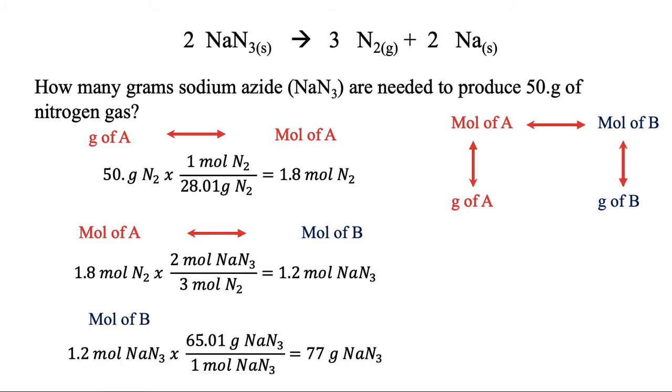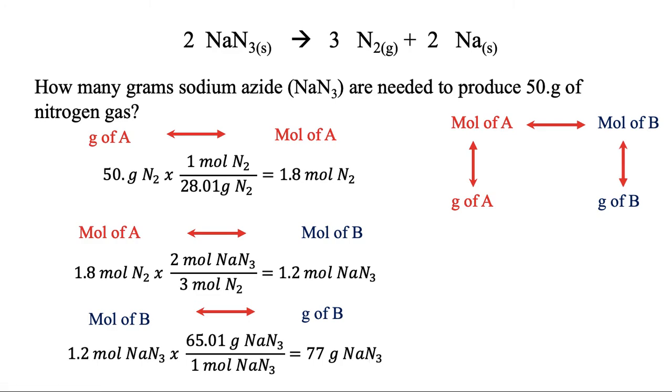So I have moles of B, and I'm going to grams of B by using the molar mass here. Note that if you're starting with an amount of grams, you divide by the molar mass, grams per mole, to get to moles. But if you're starting with an amount of moles, you multiply by the molar mass to get an amount in grams.